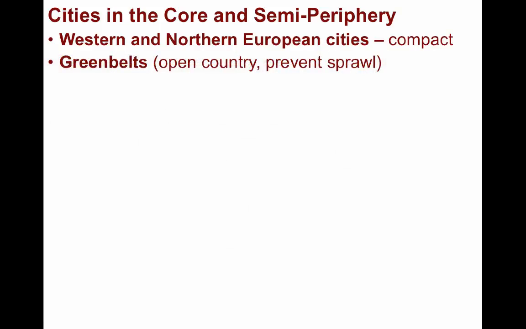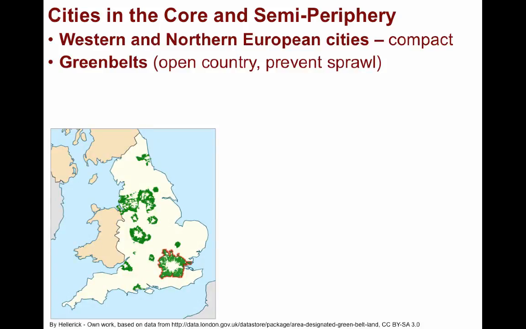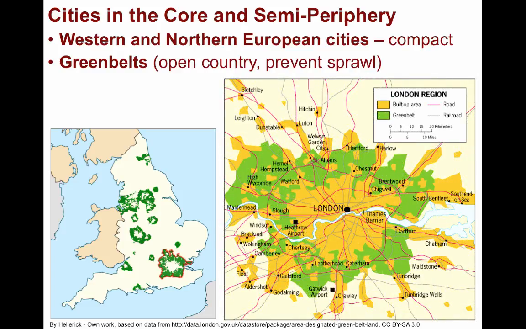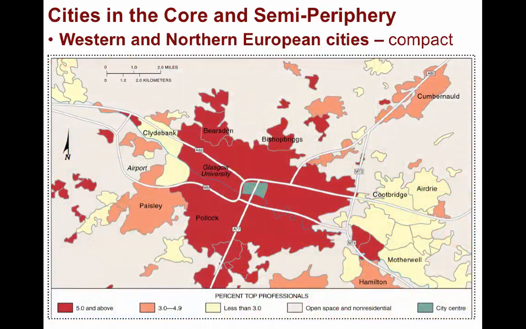One way this has been done is through the use of greenbelts, or land surrounding urban areas designated to remain undeveloped or retained as agricultural land. You can see this map of greenbelts in England, and this larger scale map shows the greenbelt around London. This map of Glasgow, Scotland shows how wealthy Europeans tend to live in or close to the city centers.